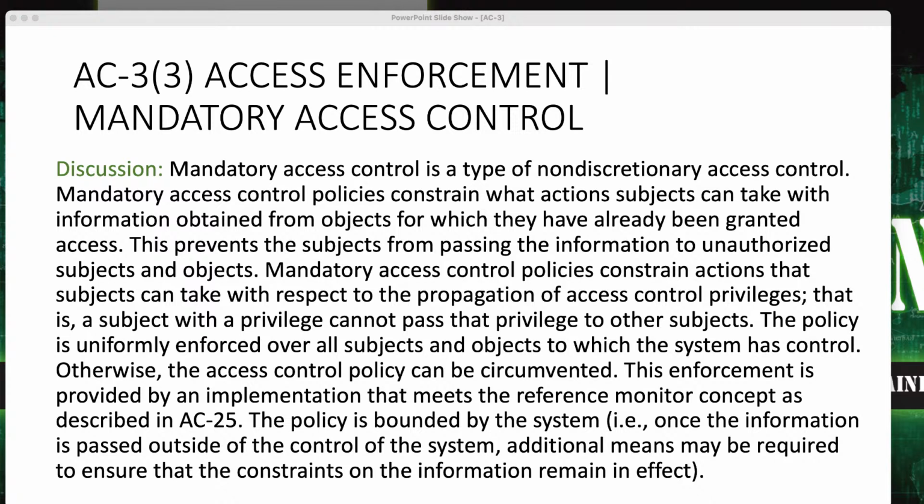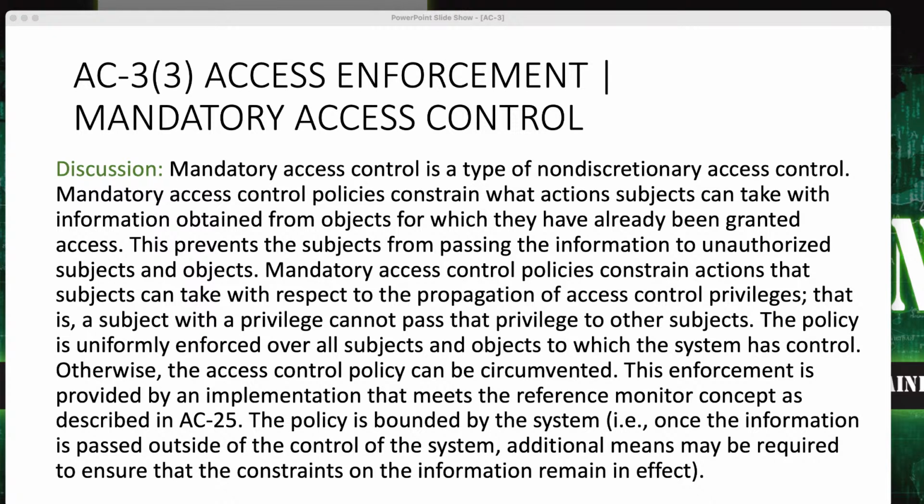The enforcement is provided by an implementation that meets the reference monitor concept as described in AC-25. Way down the road. We'll get to it though. The policy is bounded by the system, which means once the information is passed outside the control of the system, additional means may be required to ensure that the constraints of the information remain in effect. So that's a little bit cumbersome for people that don't understand mandatory access control.